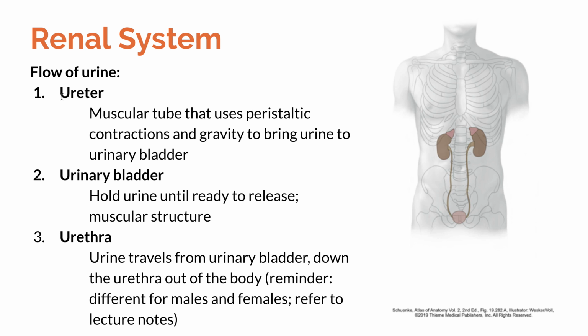Flow of urine is from ureter, urinary bladder, and urethra. So the ureter is a muscular tube that essentially uses contractions and gravity to bring the urine to the urinary bladder. The urinary bladder, which is this muscular structure, is essentially going to hold the urine until it's ready to release. The urine will travel down the urinary bladder, down the urethra, out the body. And a reminder, it is different for males and females, and you can refer to the lecture notes on that.